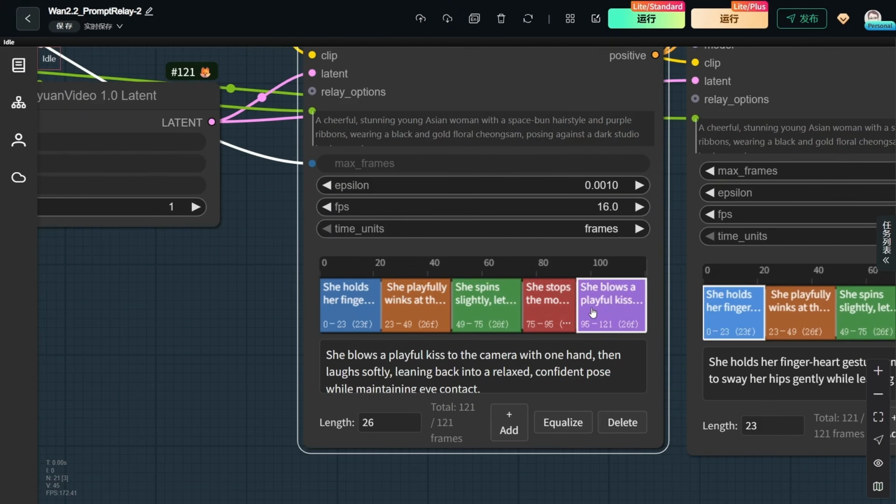In here, we also set the length of each action. For example, 23, 26, 26, 20, and 26. Added together, it is exactly 121 frames. This is highly intuitive. You don't have to distribute all the actions evenly. You can assign different frame counts to different segments based on the complexity of the action.